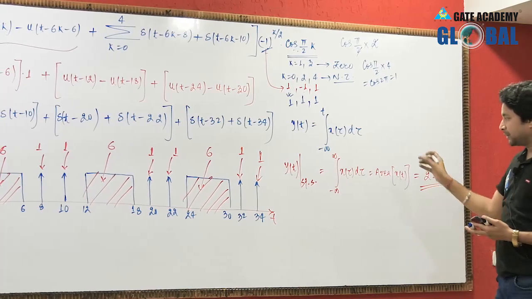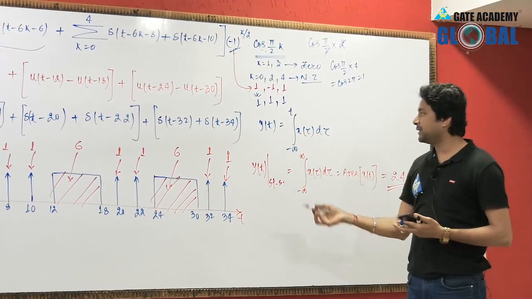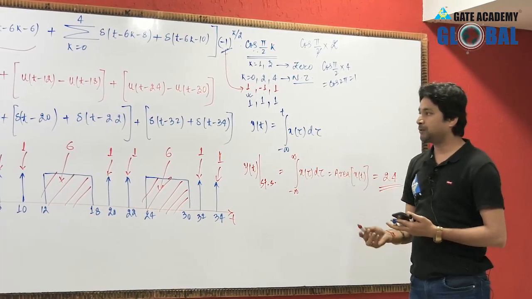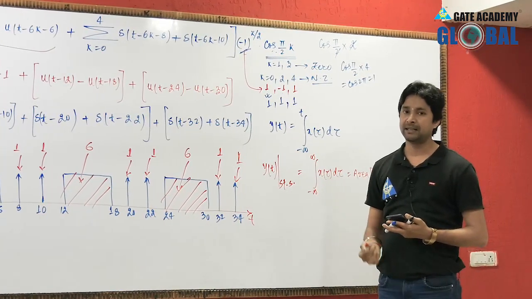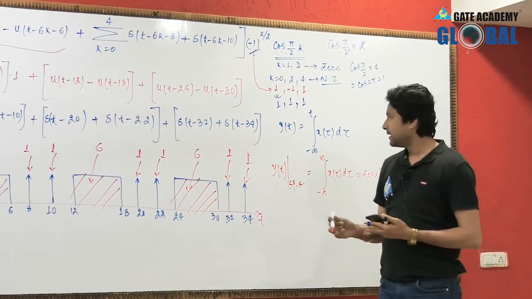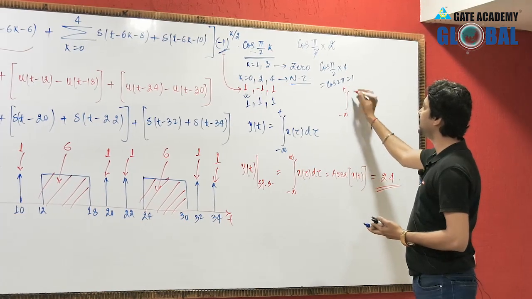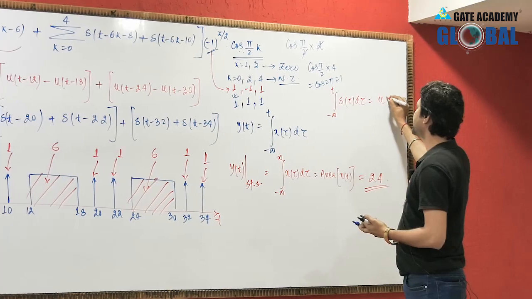But if you don't want to, and you haven't clicked that steady state value of y of t will give simply the area, then you must integrate this function. And you know that integration of a step function is a ramp function, and integration of a delta function, that is impulse function, is a step function. If you integrate from minus infinity to t, delta of tau d tau, it is equal to u of t.